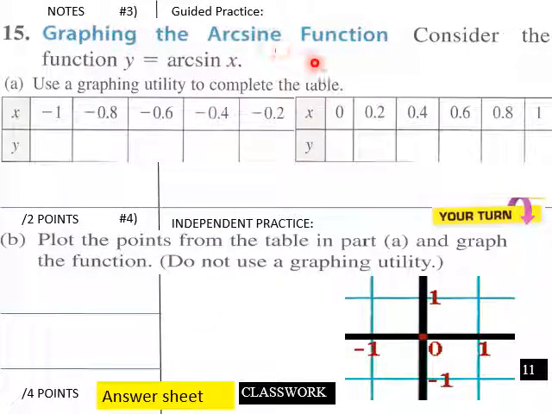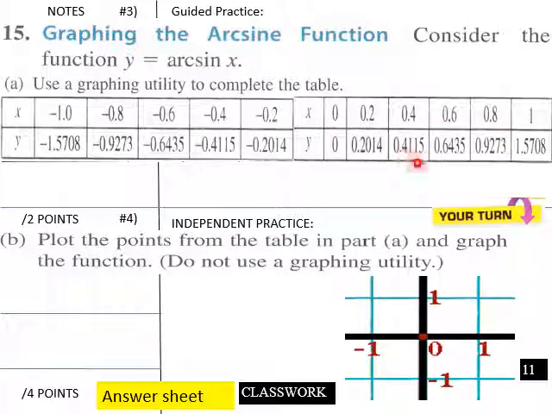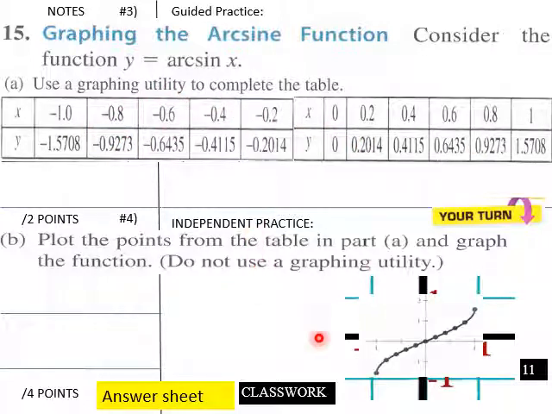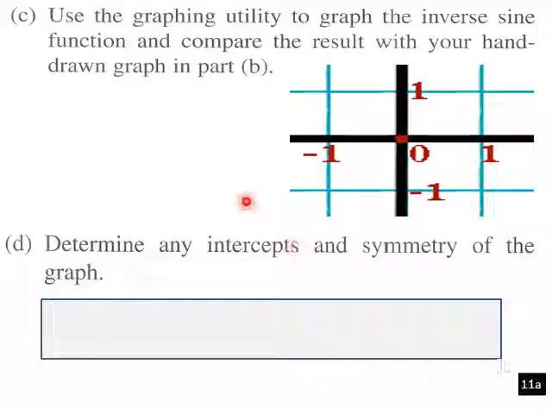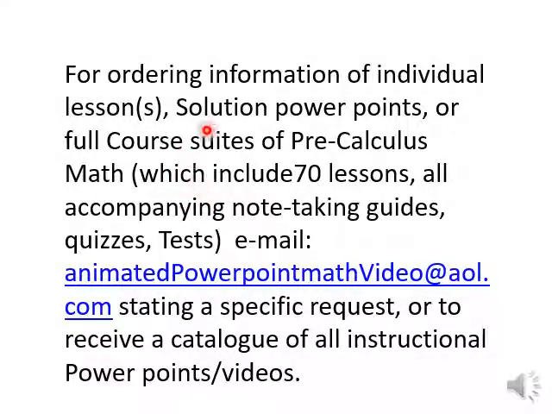Okay, let's try one. Graphing arcsine function. Consider the function y equals arcsine x. Use a graphing calculator to complete the table. So in this situation, negative 1.0, this would be your numerical value of y within this function. And then continue on the positive side, you would get these numbers as well for x and y. And then this is what your plot would look like from this table. You could use a scatter plot on your graphing calculator. And then C, use the graphing calculator to graph the inverse sine function, and then compare the result with your hand-drawn graph in part B. So for your hand-drawn graph, go back into it, and that's up to you to finish.